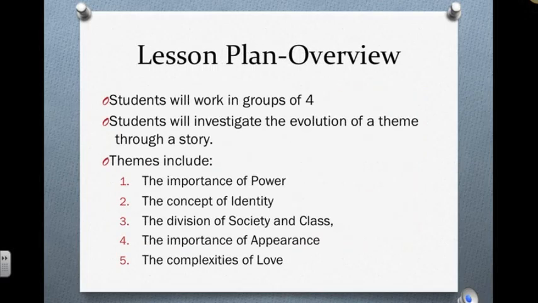As a basis to investigate the positive implications of interactive posters, this presentation will be focusing around a lesson plan from a 9th grade English class where students are investigating the role of a theme in a story. The text that the students will be using is The Hunger Games by Susan Collins. Students will be broken up into groups of 4 and assigned a particular theme. These themes include the importance of power, the concept of identity, the division of society and class, the importance of appearance, and the complexities of love.